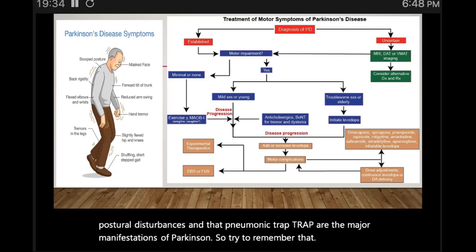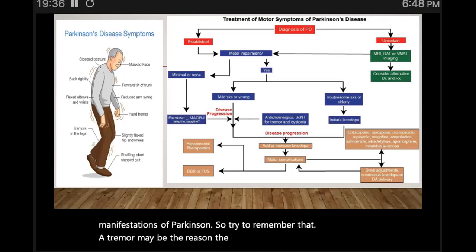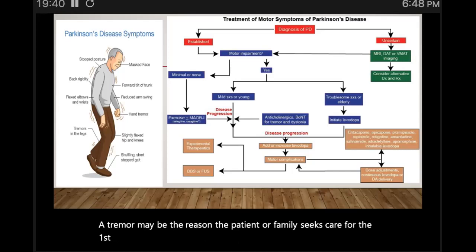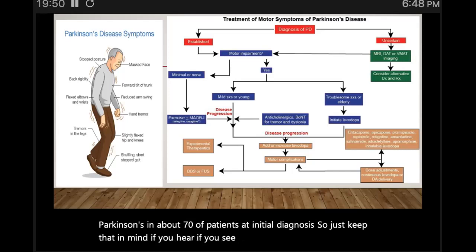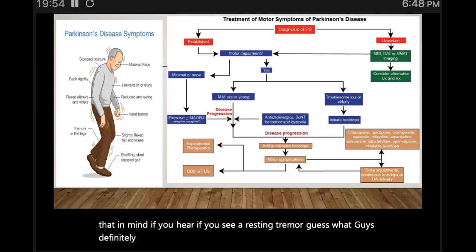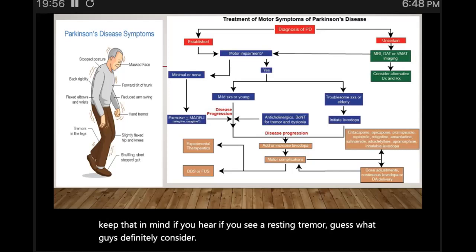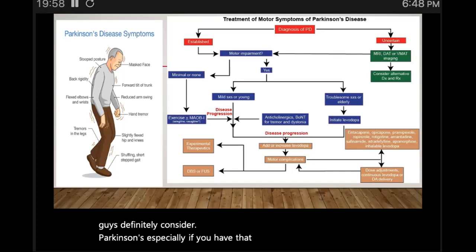A tremor may be the reason the patient or family seeks care for the first time, and it is usually recognized as the first symptom of Parkinson's in about 70% of patients at initial diagnosis. So just keep that in mind. If you see a resting tremor, guess what, guys? Definitely consider Parkinson's, especially if you have that shuffling, stooped posture and gait.